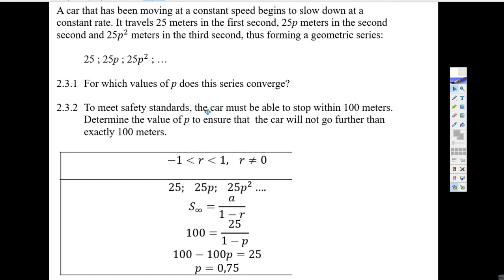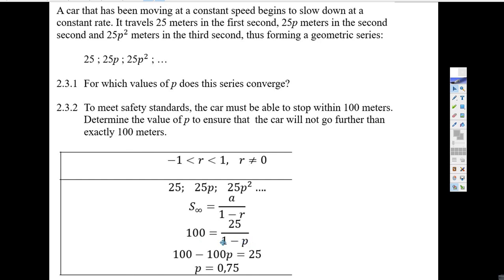Now, to meet safety standards, the car must be able to stop within 100 meters. So you want the sum of all of those. It's an infinite sum, and you want it to add up to 100 meters. And you know what the first term is. It's 25. Well, there's your formula. The infinite sum is 100 meters. The first term is 25. We've got to solve for r here, or in this case p.